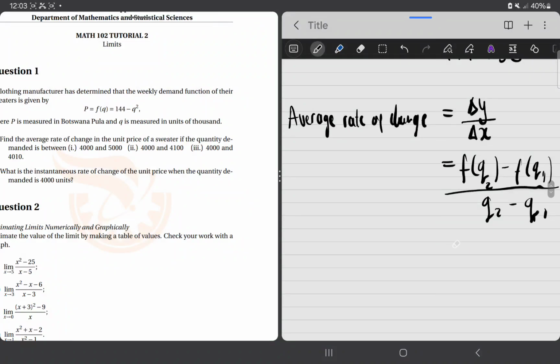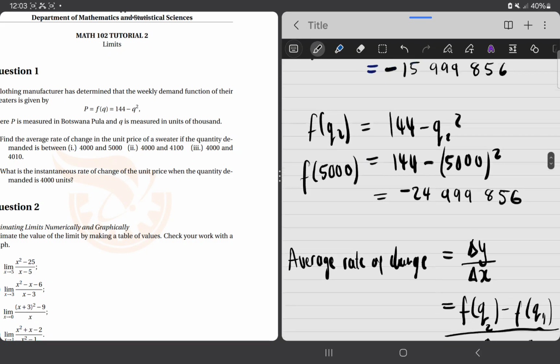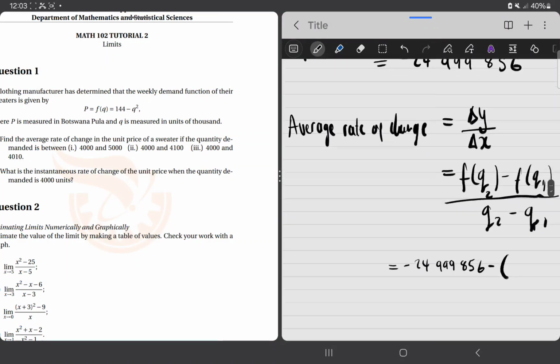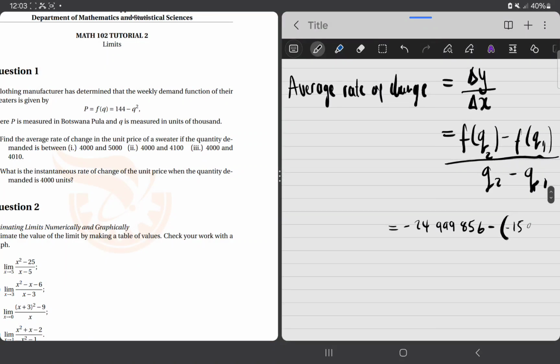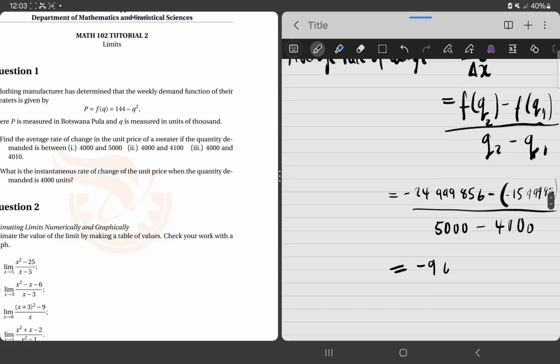Now, what is this? Change in y over change in x. So f of q2, I got as negative 24,999,856. Minus, please be careful here, it's minus f of q1. And f of q1 is negative itself, so it's minus negative 15,999,856. Here, q2 is 5,000 minus q1 is 4,000. Punch in the calculator and you should get negative 9,000.